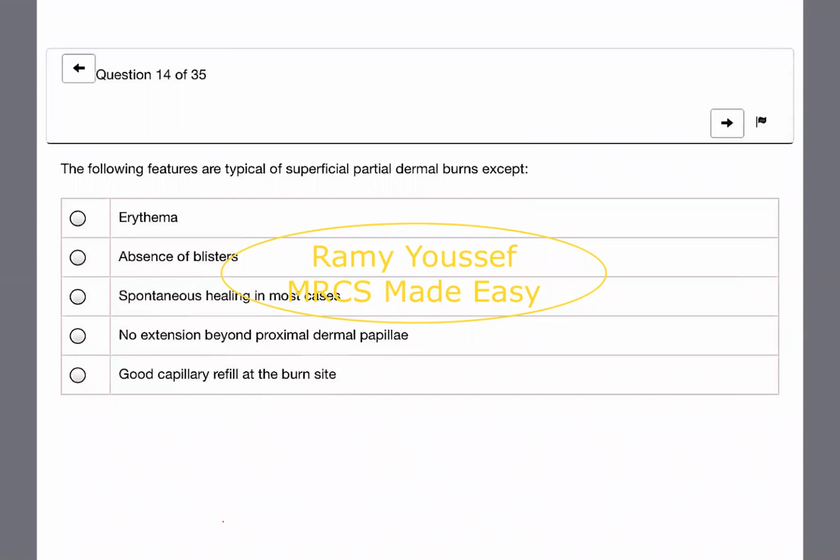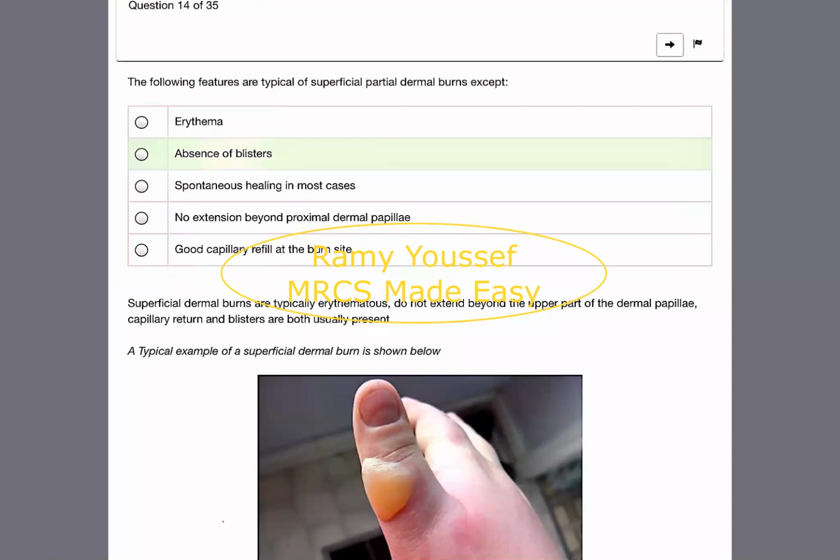Sorry. Typical superficial partial, except for B. Because superficial partial dermal burns will have blisters. Exactly, B is false. B is the false one. Which of the following are typical, except. I was confused by a phone call, so I didn't read the word except.